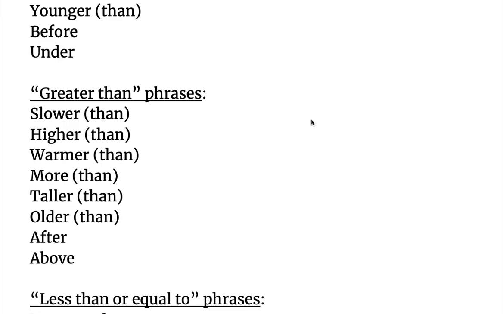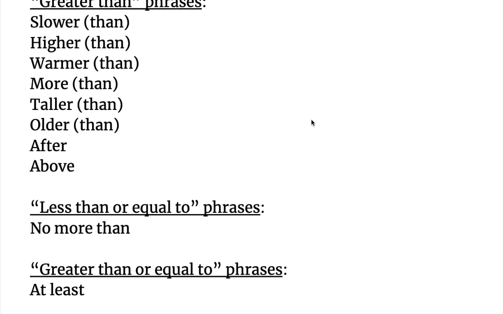More than would be greater than. Taller would mean that you have higher numbers to represent the height. Older would mean you have more years. After, if you're talking about time, would be adding on years or months or seconds, whatever it is. Above would also be a greater than phrase.